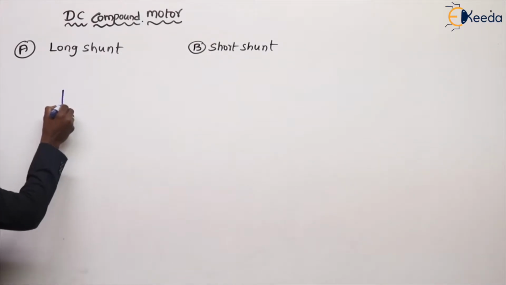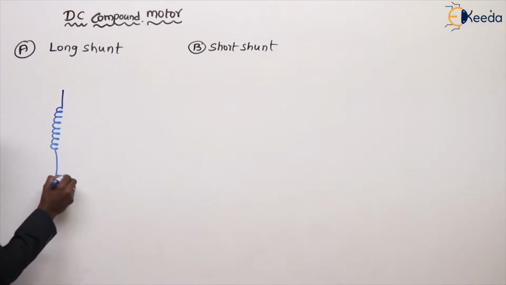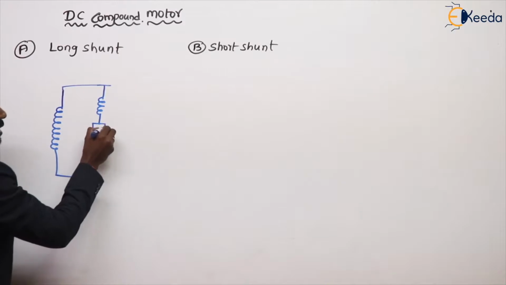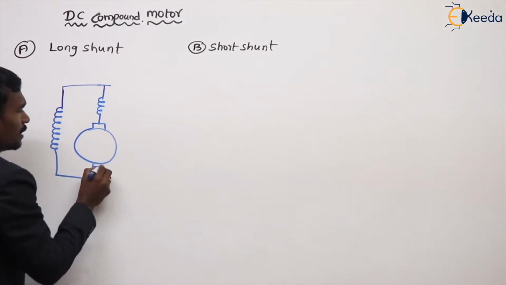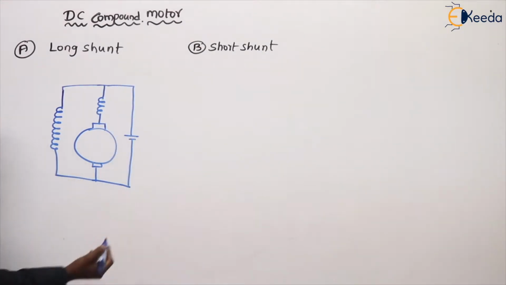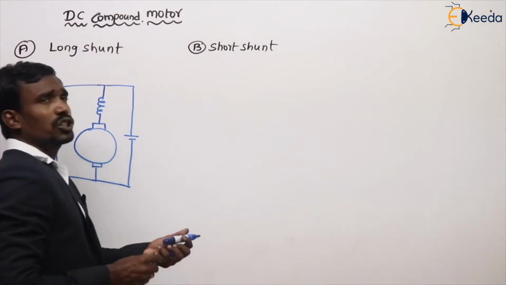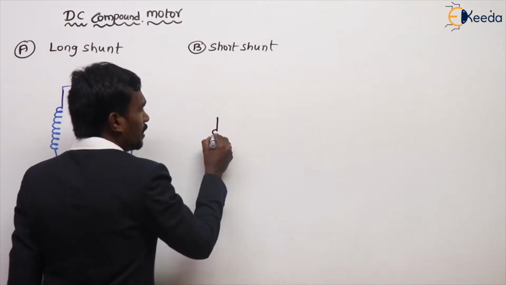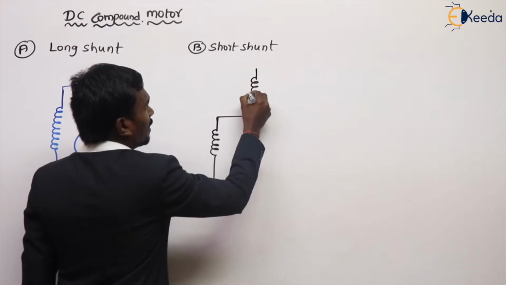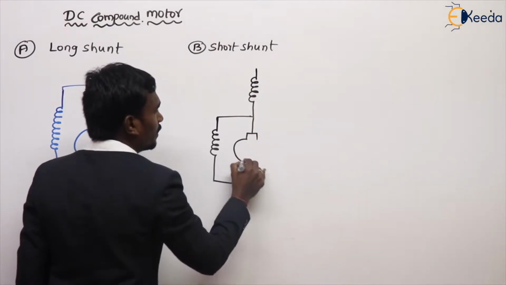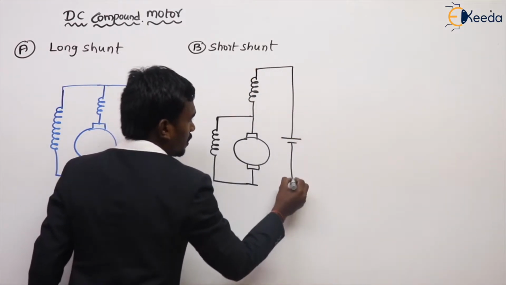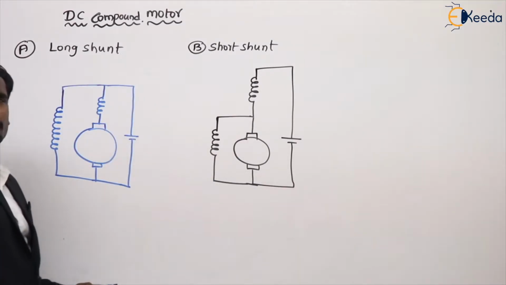Long shunt is nothing but, see here, this is my shunt winding which is in parallel to the armature winding, and the series field winding is like this. For short shunt, as I told you already, the shunt field winding in parallel to the armature winding, this combination is in series with the series field winding, like this.